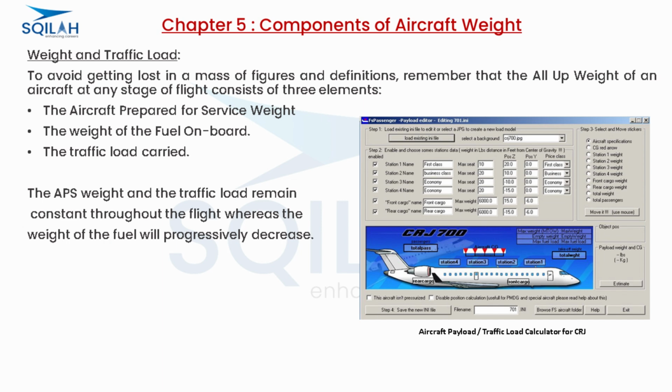Weight and traffic load. To avoid getting lost in a mass of figures and definitions, remember that the all-up weight of an aircraft at any stage of flight consists of three elements. The aircraft prepared for service weight. The weight of the fuel on board. The traffic load carried. The APS weight and the traffic load remain constant throughout the flight, whereas the weight of the fuel will progressively decrease.